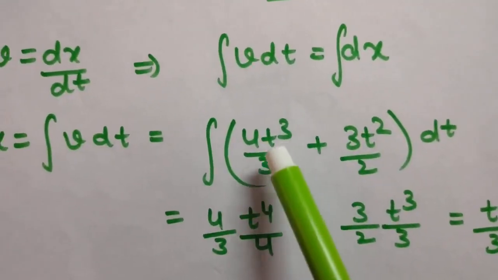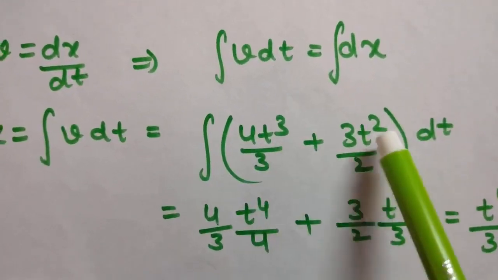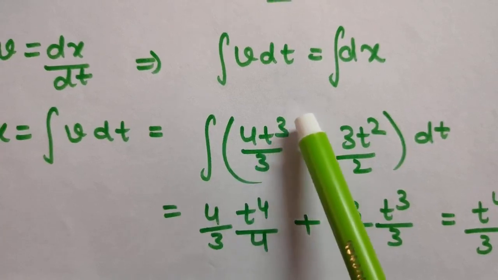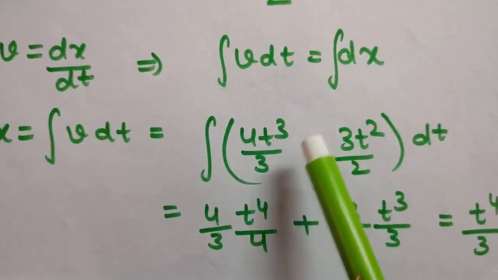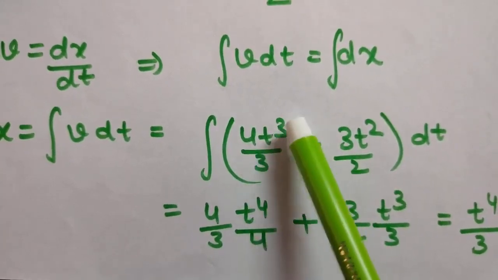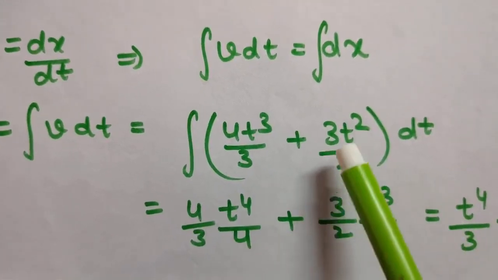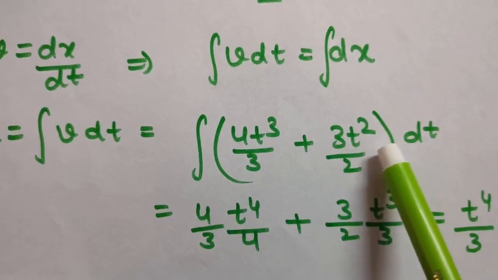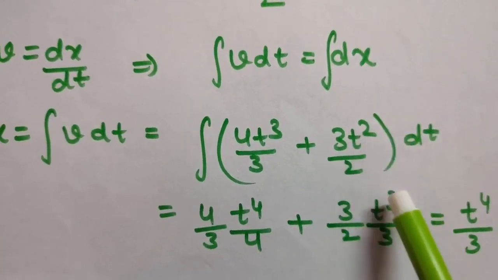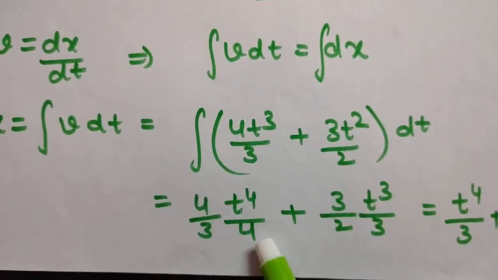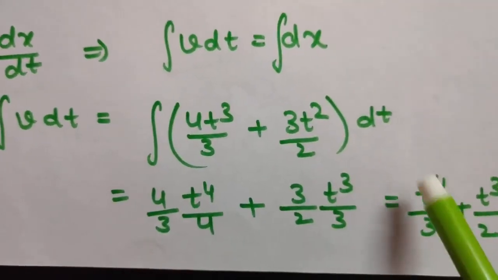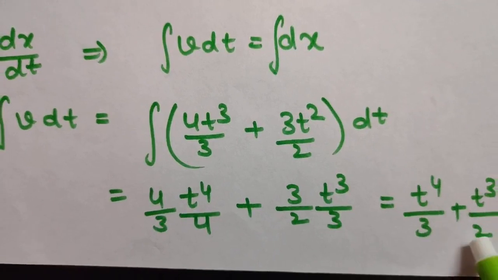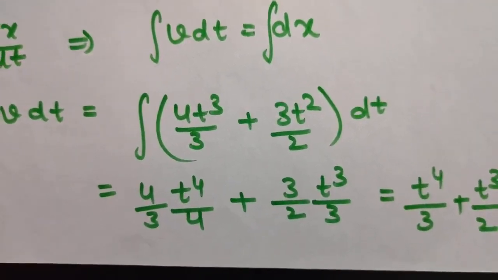It will be divided into two parts. 4 by 3 is a constant, so it will come outside. t to the power 3, that means 1 will be added and divided by the new power, that is t to the power 4 upon 4. Similarly here 3 by 2 will come outside and 2 plus 1 upon 2 plus 1, that is t to the power 3 upon 3. So here 4 will cancel out, you will get t to the power 4 upon 3, and here 3 will cancel out, so you will get plus t to the power 3 upon 2. So this is the distance traveled.